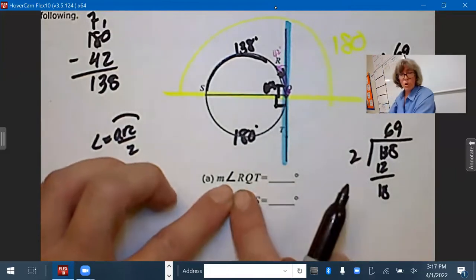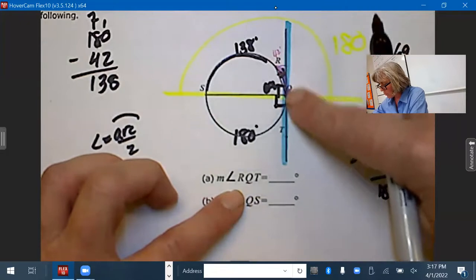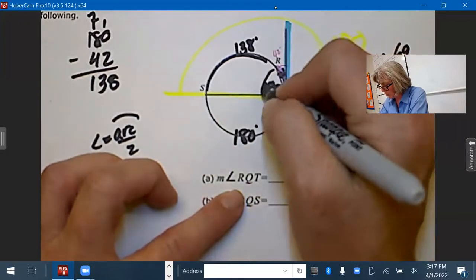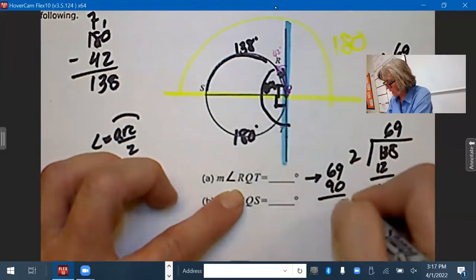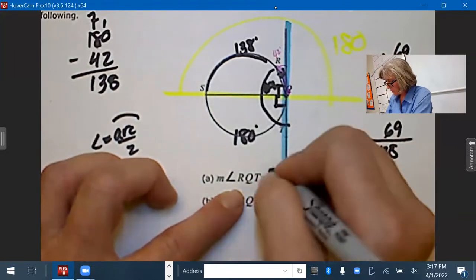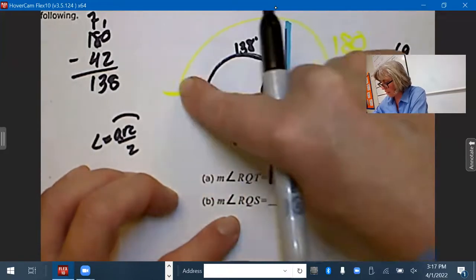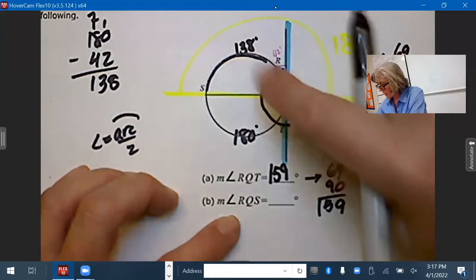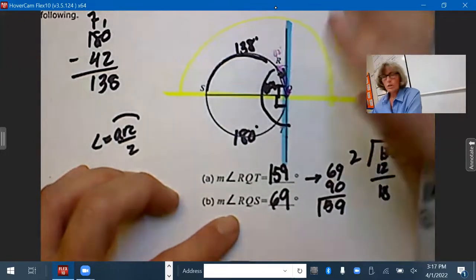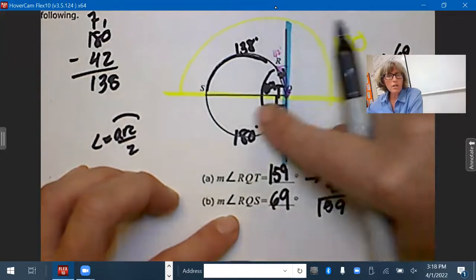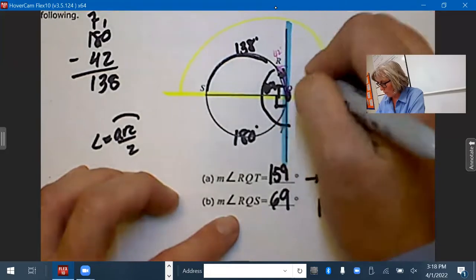So coming over here, we're looking for RQT. Watch carefully. That's this whole angle. So this one's going to be 69 and 90, 159. RQS is right here, 69. So keep in mind, tan chords, angle equals half the arc. It's all part of the ons.